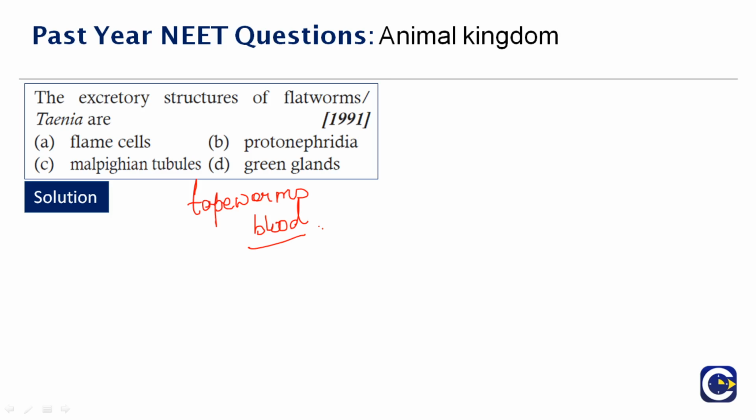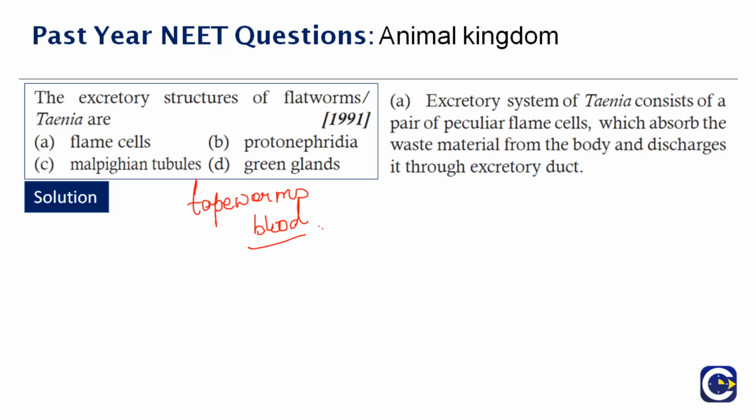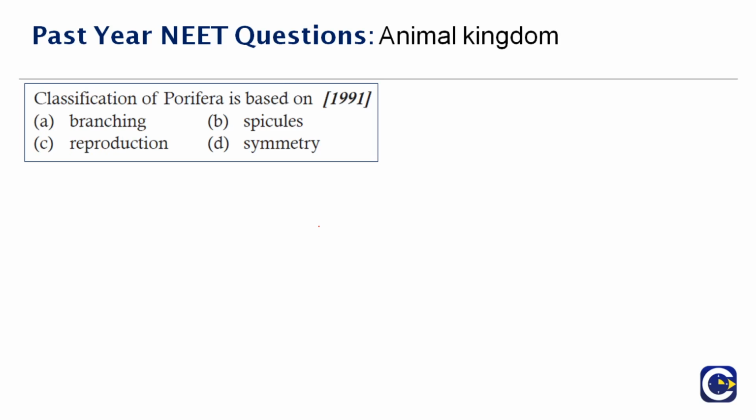Now the excretory structures of the flatworms of Taenia, how do they look? They look like flame cells, which absorb the waste materials from the body and discharge them into their excretory duct. Therefore, the correct answer to this question is option A, flame cells. Okay, so the answer for this question is option A. Fine, now let's move to the next question here.